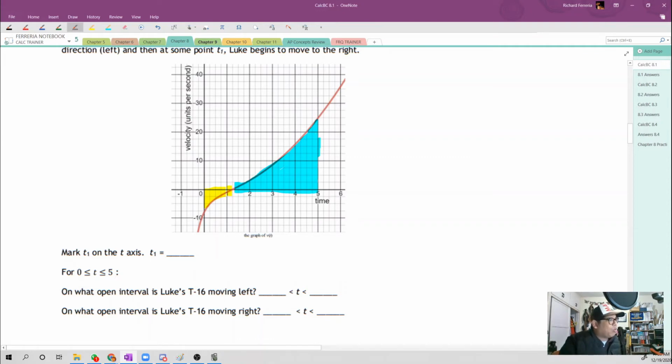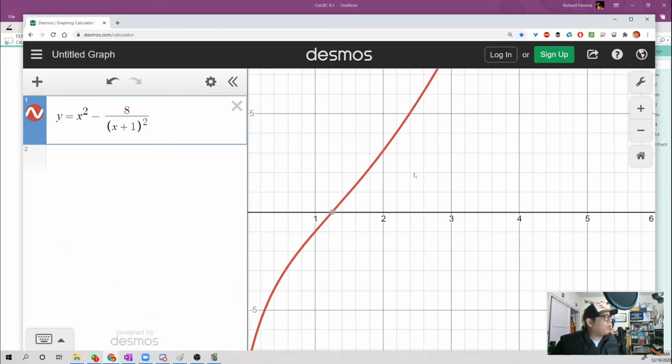Now, to get that exact coordinate, we would have to solve the equation where the velocity is equal to 0, which would mean t squared minus 8 over t plus 1 squared is equal to 0. Frankly, this isn't the kind of equation that we will be solving in calculus. So the most expedient way of solving this would probably be either to use a solver on your calculator, or since I have Desmos here for me, I will just go ahead and click that. That looks like at 1.255. That's where we cross the x-axis.